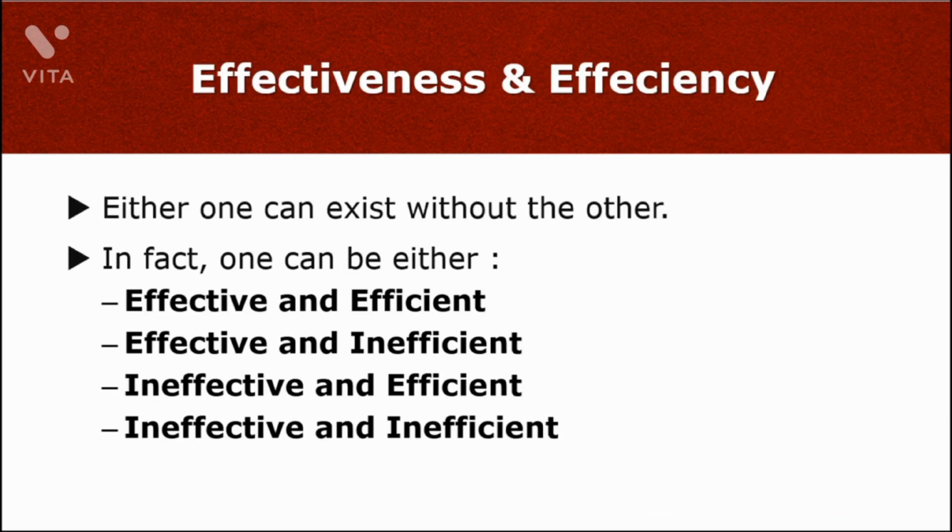Either one can exist without the other. One can be effective but not particularly efficient, and vice versa. In fact, one can be either 1. Effective and efficient, 2. Effective and inefficient, 3. Ineffective and efficient, 4. Ineffective and inefficient. Optimal productivity is a combination of both efficiency and effectiveness. That would be our first example, effective and efficient. It is not possible to reach peak productivity levels if lacking in either efficiency or effectiveness, number 2, 3, and 4. If anything, they're setting themselves up for either mediocrity or inevitable failure.